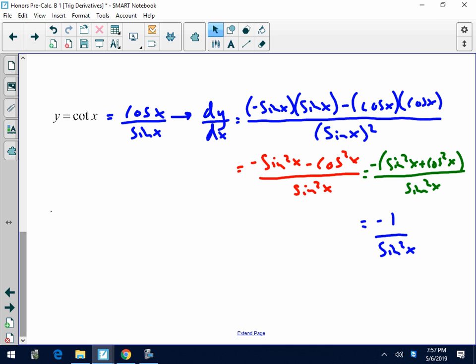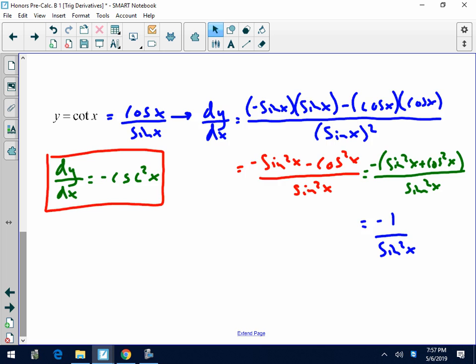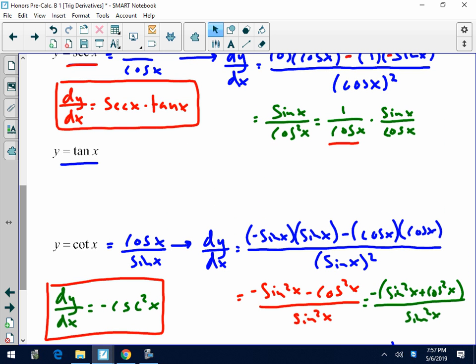And now right here we can say negative 1 over sine squared x is going to be negative cosecant squared x. So there's our derivative for cotan, negative cosecant squared. And I'm going to let you guys go ahead and get the derivative for tan now. Again, a lot like our last two problems, the derivatives for cotan and tan are going to be very similar in terms of the ways that we get them.